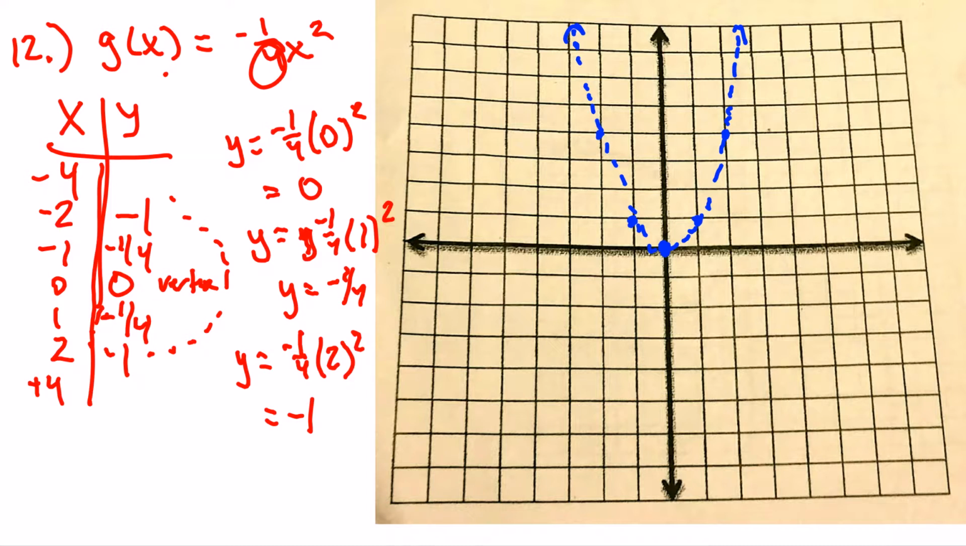Now, like I said, you could use these 5 points here, but I'm not going to use them because I don't want to deal with that fraction. So that's why I picked 4. The reason I picked 4 is because it has a multiple of 4 on there. I'm pretty sure it won't have a fraction. So y equals negative 1/4, 4 squared. 4 squared is 16 times negative 1/4 is negative 4.